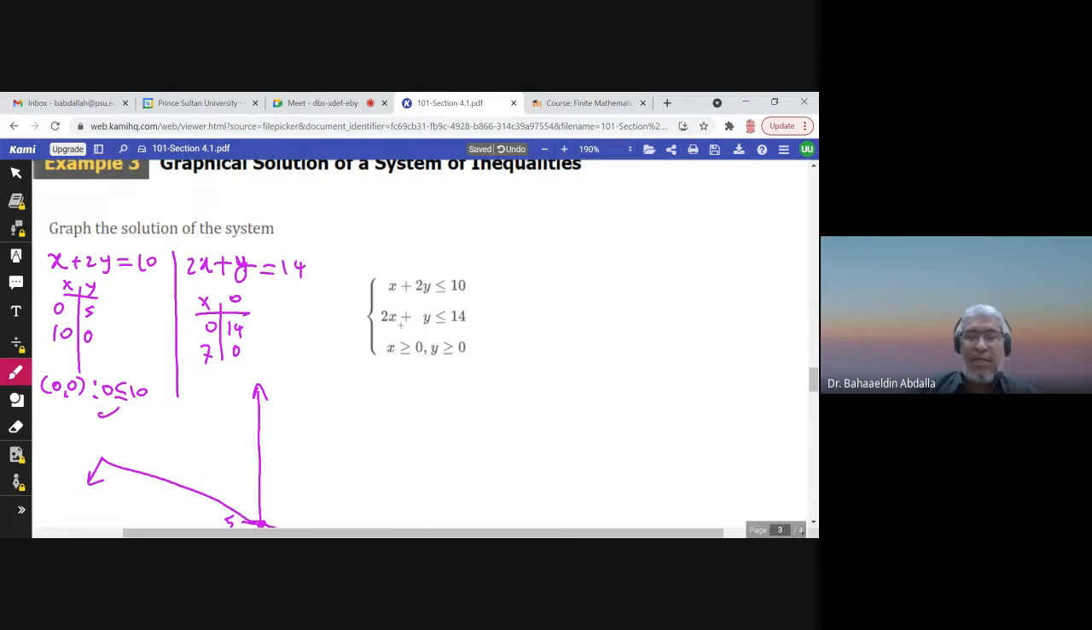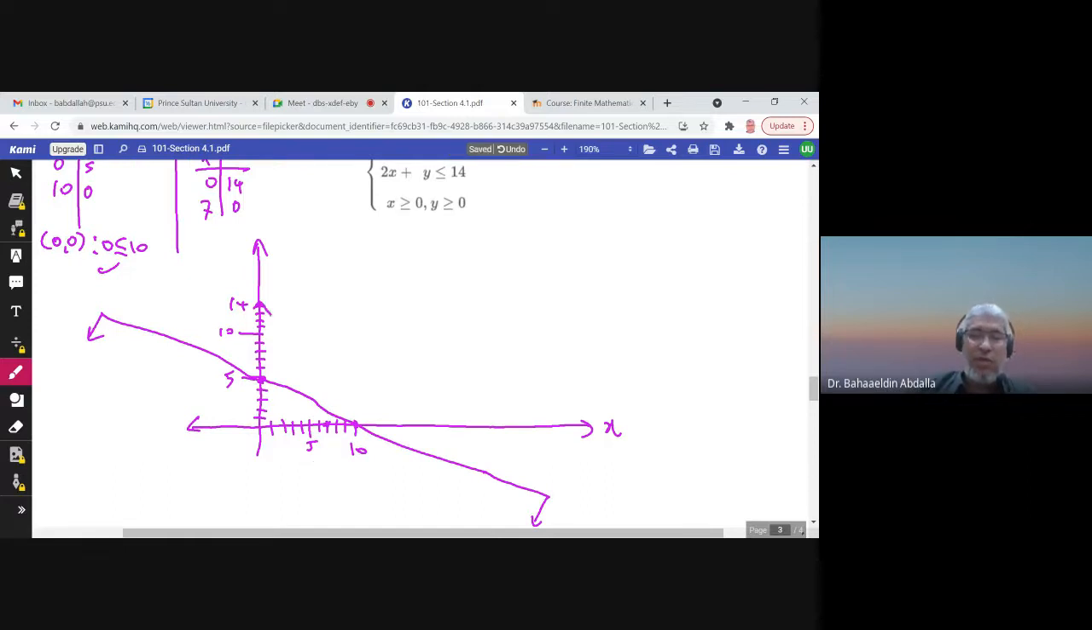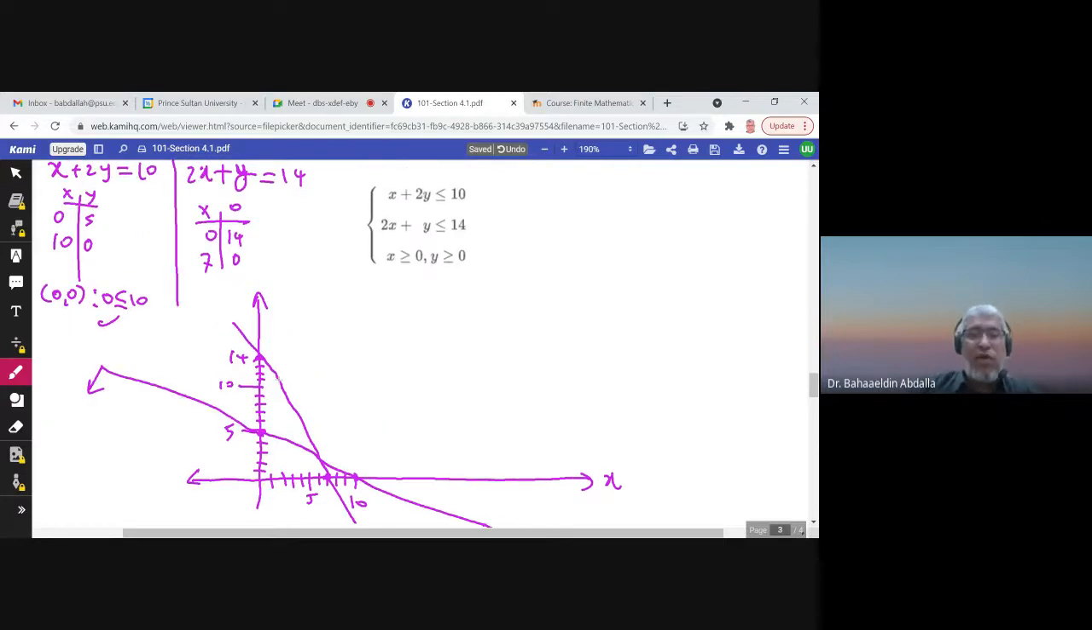What about the second inequality? The points are 10, 0, 0, 14. So this point, and 7, 0, this point. Okay, so let me graph the line. And now where is the region? Is it to the right of this line or to the left? Notice that the line also is not dashed because there is an equality here.